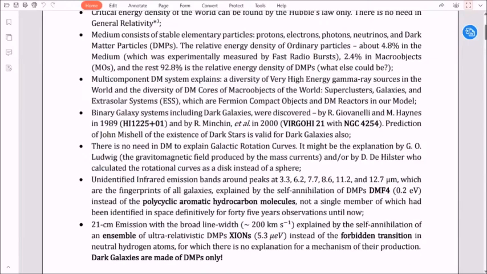The 21 centimeter emission with the broad line width is explained by the self-annihilation of an ensemble of ultra-relativistic dark matter particles, xions, instead of the forbidden transition in neutral hydrogen atoms, for which there is no explanation of a mechanism of their production. Dark galaxies are made of dark matter particles only.